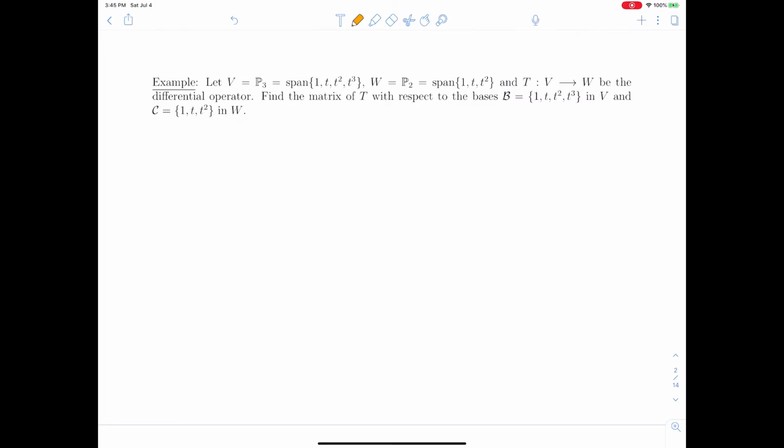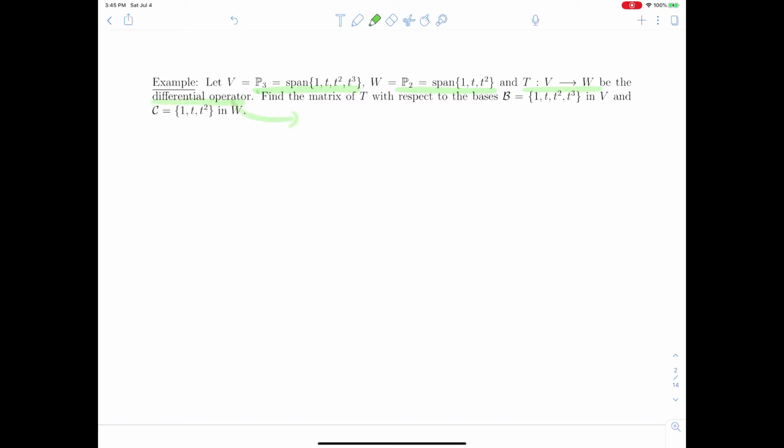Okay, so let's look at another interesting example. Let V be the set of polynomials of degree less than or equal to 3, so it is spanned by this set. Let P2 be the set of polynomials of degree less than or equal to 2. And let T be the linear transformation given by the differential operator.